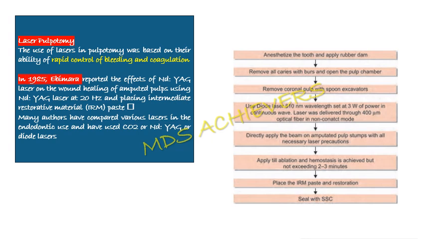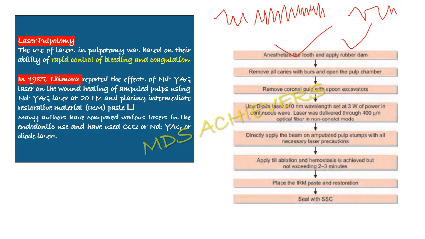The procedure is that first the tooth is anesthetized, then apply rubber dam, then remove all the caries with the burrs and open the pulp chamber, and remove the coronal pulp with the help of spoon excavators. Then use the diode laser of about 8-10 nanometers of wavelength, at 3 watts of power in a continuous wave. Continuous wave means it appears like this continuous wave. There are different types of lasers, like continuous, and also discontinuous kind of wave lasers occur.